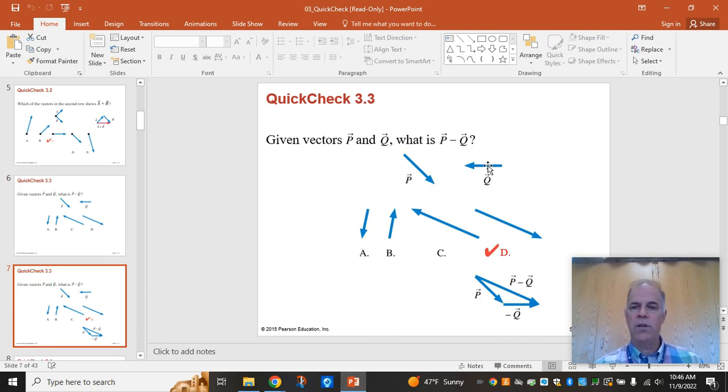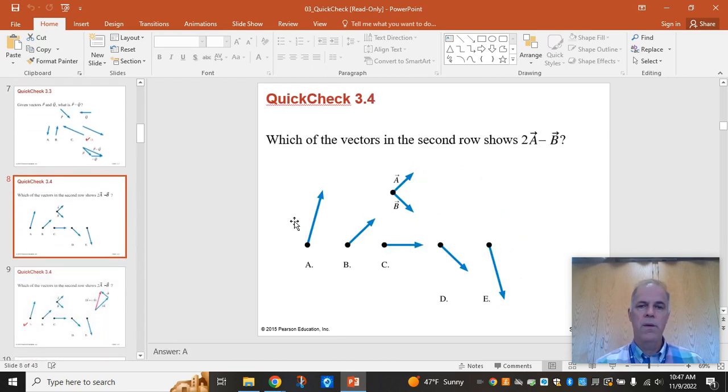Now, the way we do this is you can go head to head, but actually they do it with the negative q. This is the way I do it. It's p minus q, so the way I like to do it is p plus negative q. This down here is negative q. You just go tail to head like normal, and your resultant is over there just like before.